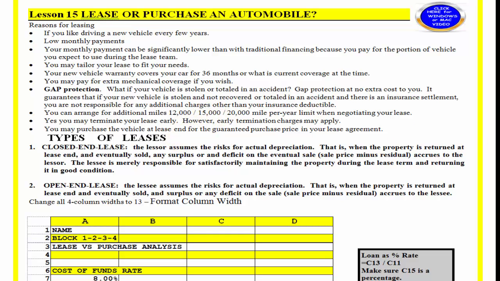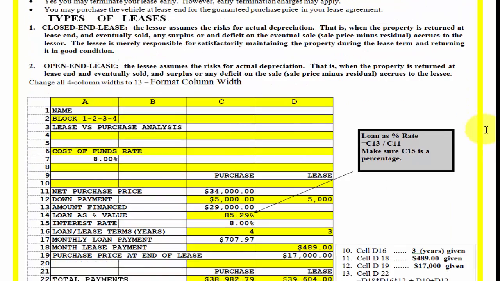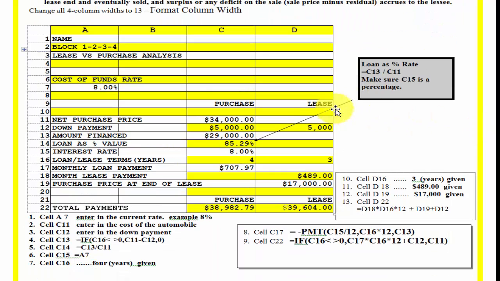Okay? Now, what we've done for you is we've provided for you a spreadsheet, and you'll notice we've also provided for you calculations, so there should be no question. In column C is purchase the automobile. In column D is going to lease the automobile. So in this example, if you purchase it, you come up with a total payment of $38,982.79. Now, if you lease the vehicle and then buy it, it's going to cost you $39,604.